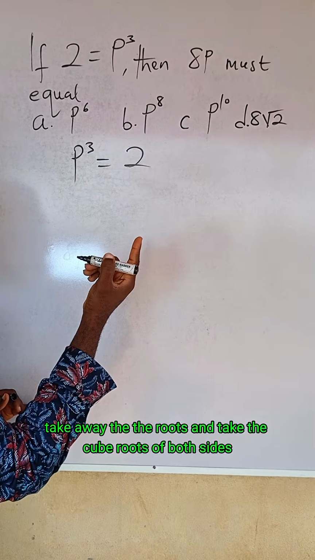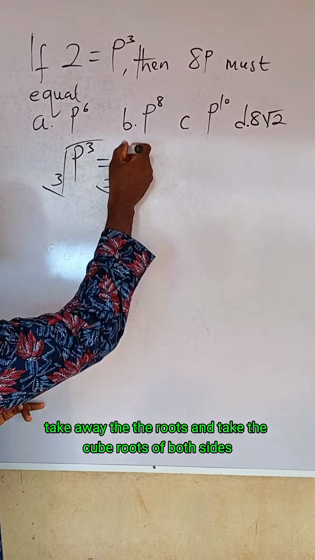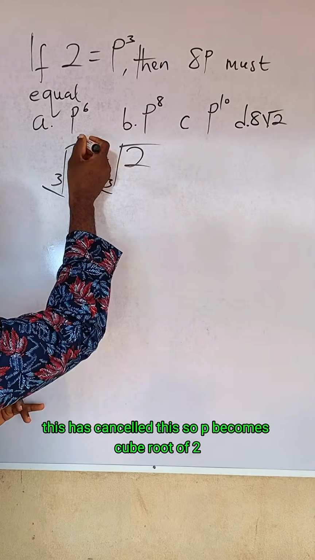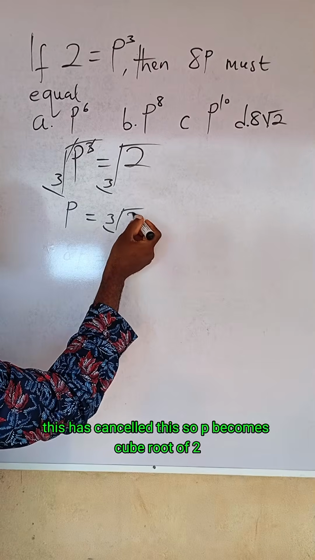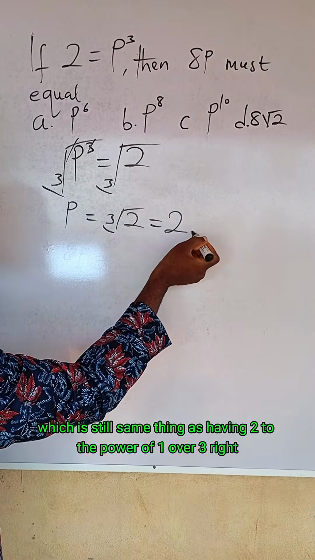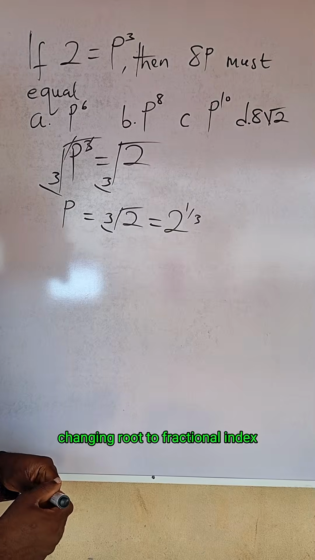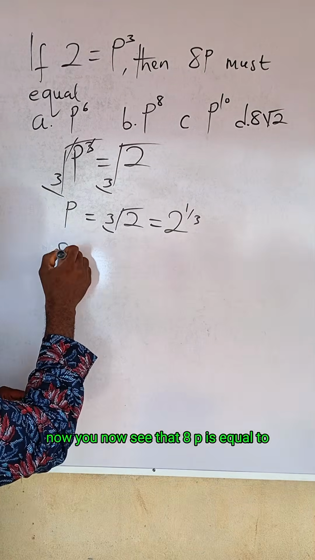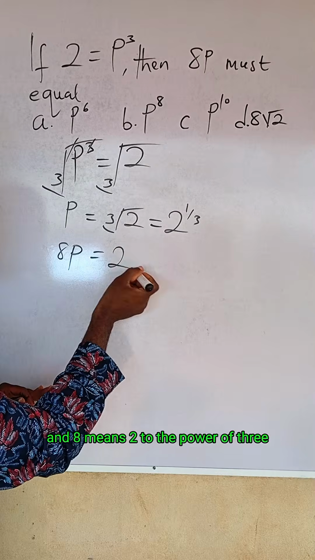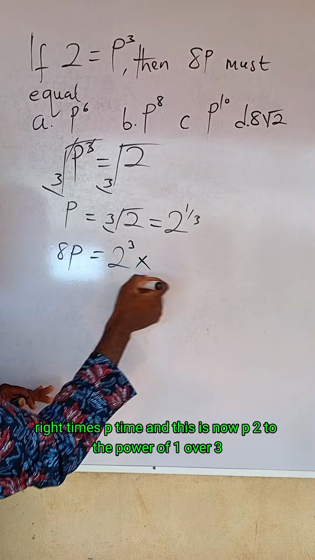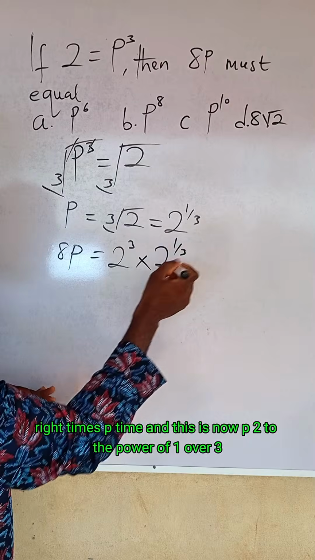Take away the powers. When you take the cube roots of both sides, this has cancelled this, so p becomes the cube root of 2, which is the same thing as having 2 to the power of 1 over 3, right? Changing root to fractional index. Now you say that 8p is equal to, and 8 means 2 to the power of 3, right? Times p, and this is now p, 2 to the power of 1 over 3.